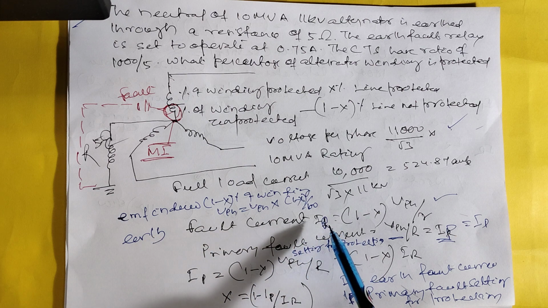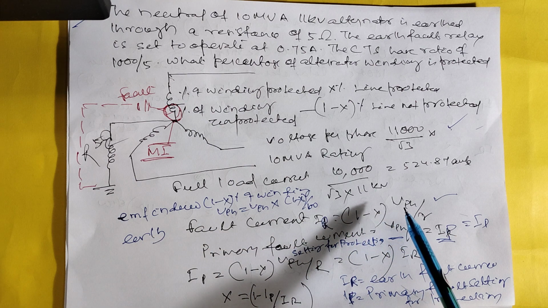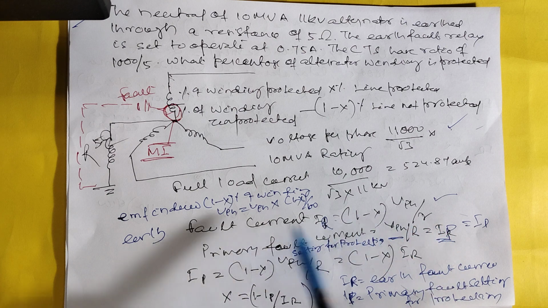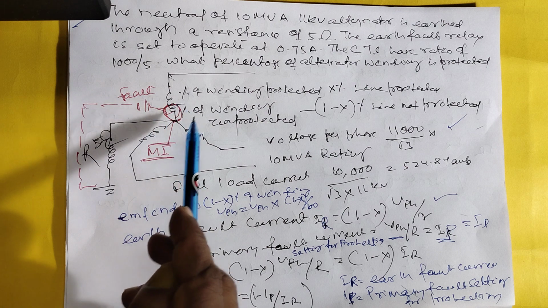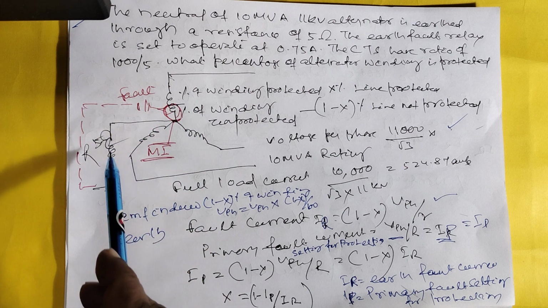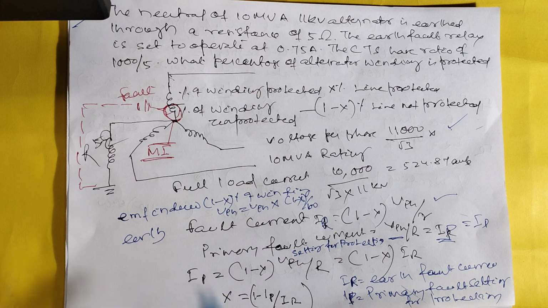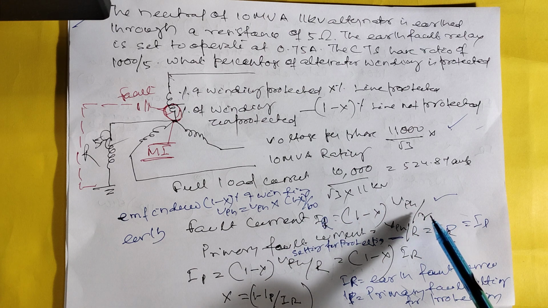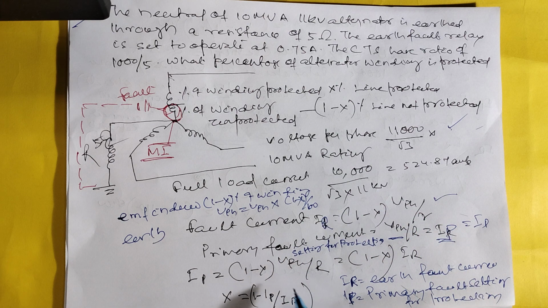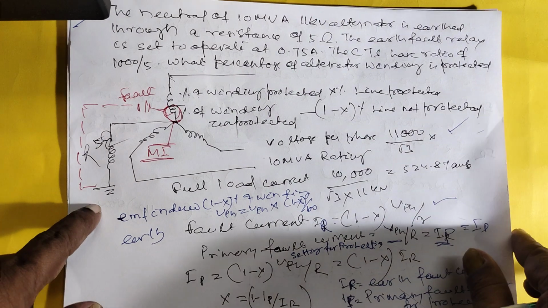So the fault current IR is equal to (1 minus x) V phase divided by R. Why? Because the EMF induced here is V phase into (1 minus x), and R is the resistance, so this is the fault current. Now, what is this total current? IR is equal to (1 minus x) Vph divided by R. What is phase voltage divided by R? This is the primary fault current setting of this protection. Then the others are very easy.